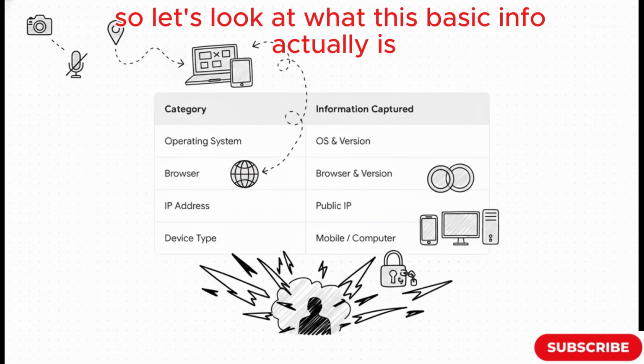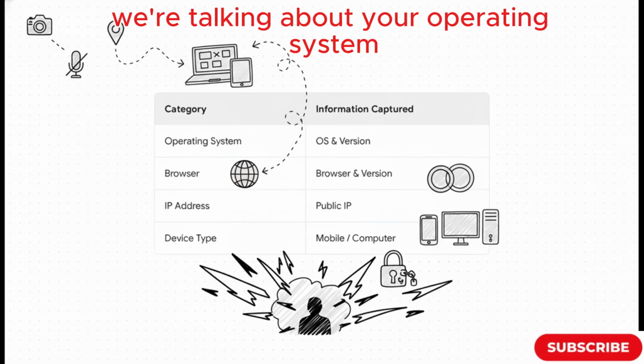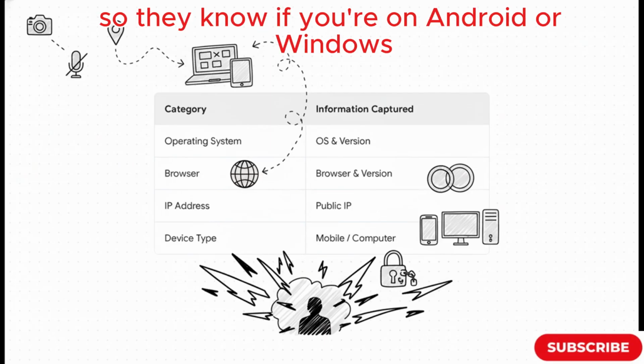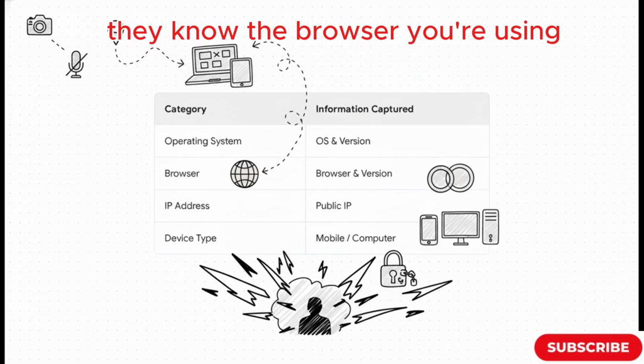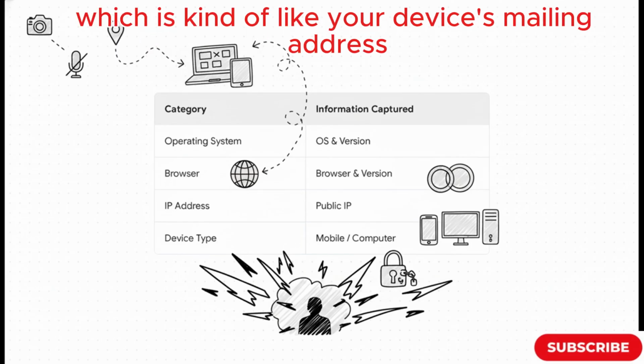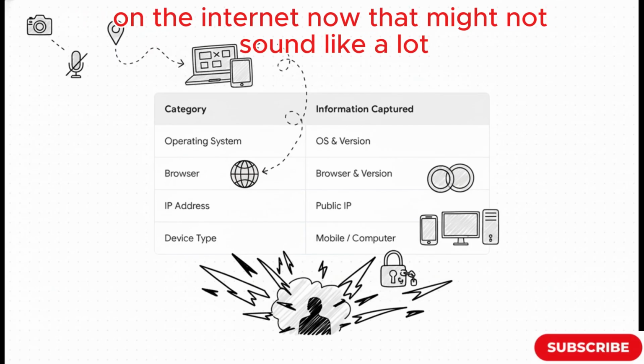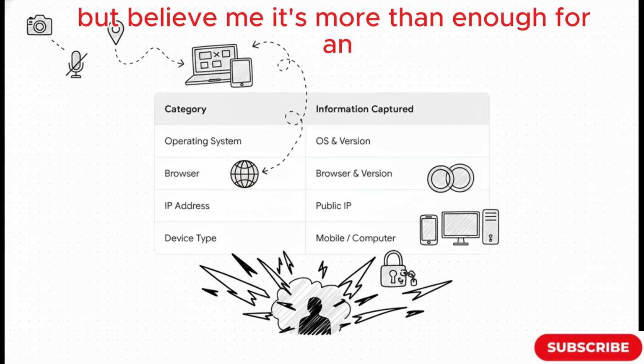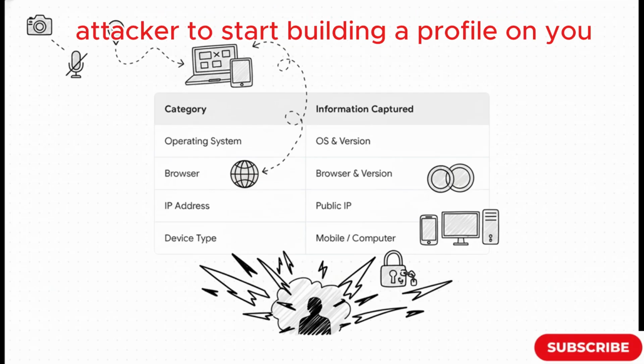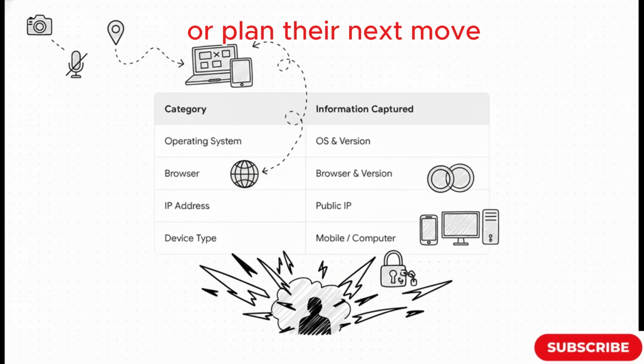So let's look at what this basic info actually is. We're talking about your operating system, so they know if you're on Android or Windows, they know the browser you're using, and they get your IP address, which is kind of like your device's mailing address on the internet. Now, that might not sound like a lot, but believe me, it's more than enough for an attacker to start building a profile on you or plan their next move.